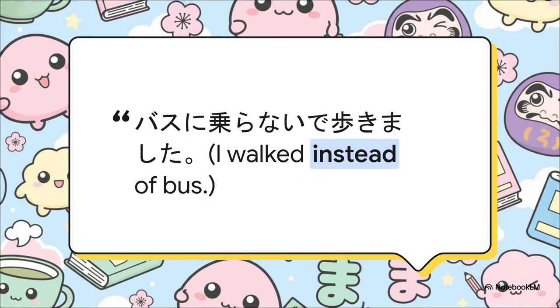And here's the final brilliant nuance of naide. It shows making an active choice. Basu ni noranaide arukimashita. I walked, instead of taking the bus. It's not just that you walked and hey, the bus didn't happen to be there. No, it shows you had a clear choice between taking the bus and walking, and you consciously chose to walk instead of riding the bus.